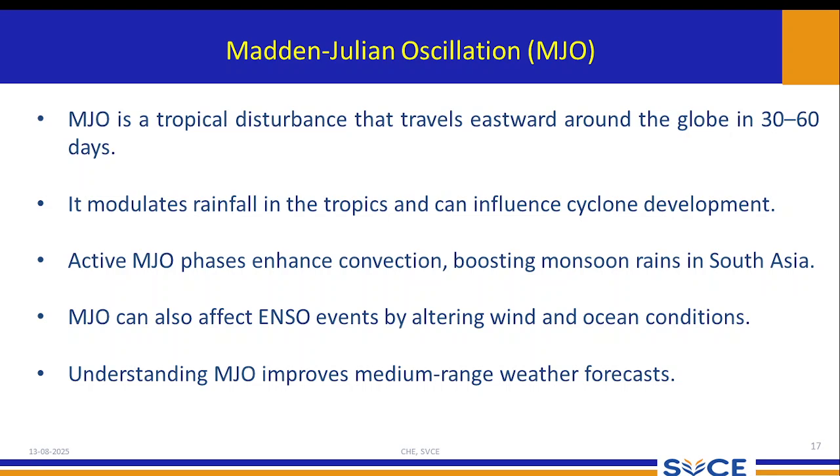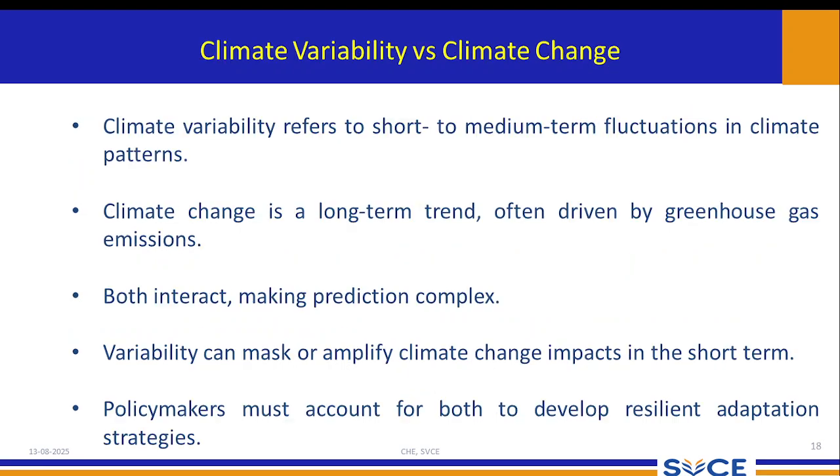It modulates rainfall in the tropics and can influence cyclone development. Active MJO phases enhance convection, boosting monsoon rains in South Asia. The MJO can also affect ENSO events, which are El Nino and La Nino, by altering the wind and ozone conditions. Understanding the Madden-Julian Oscillation improves medium-range weather forecasts.